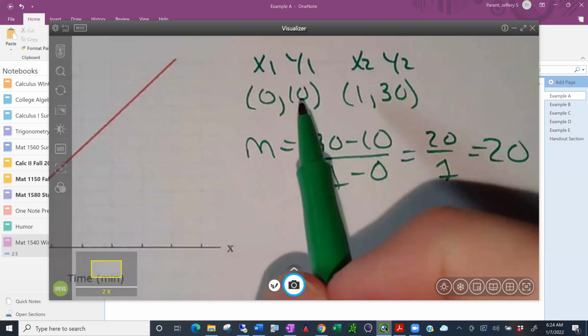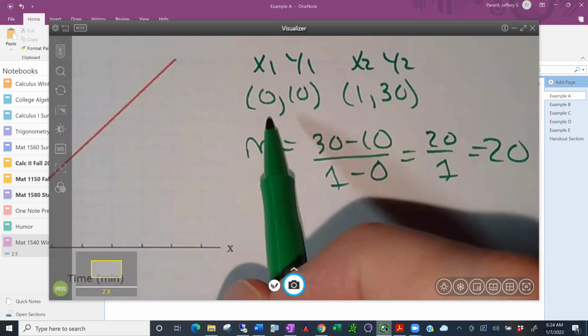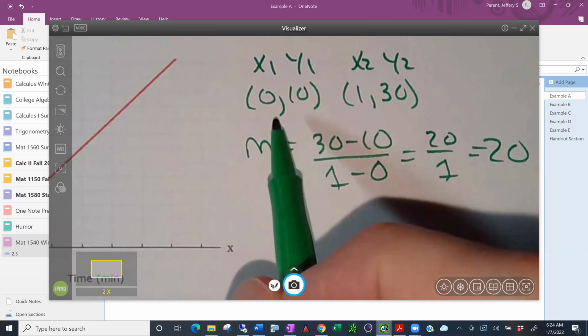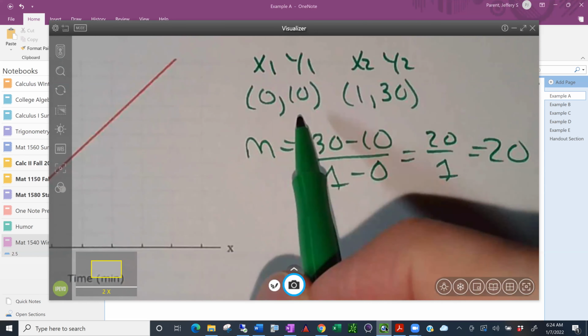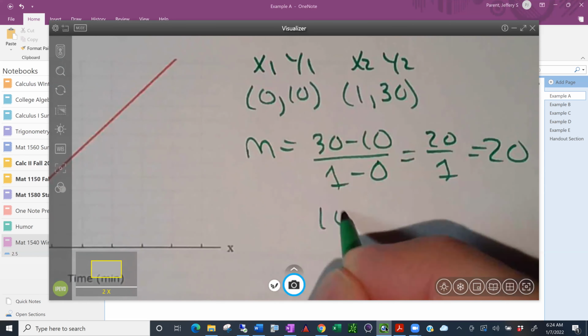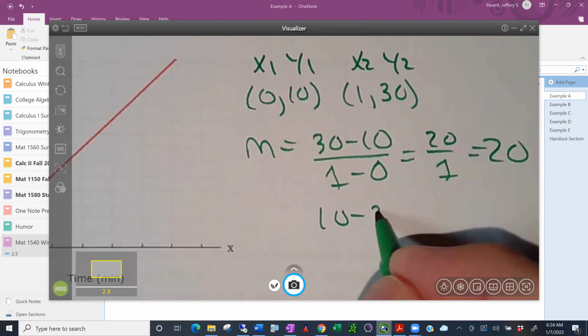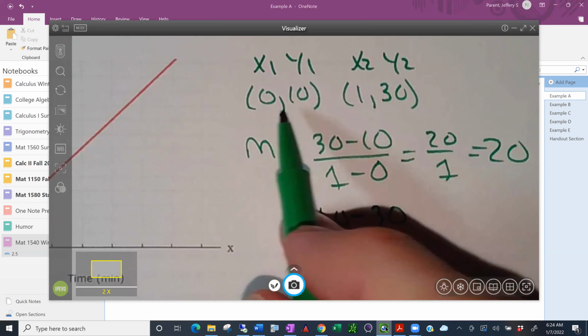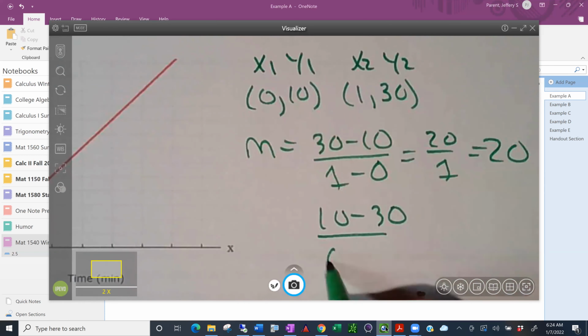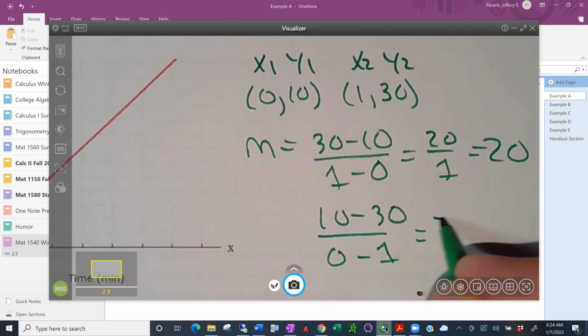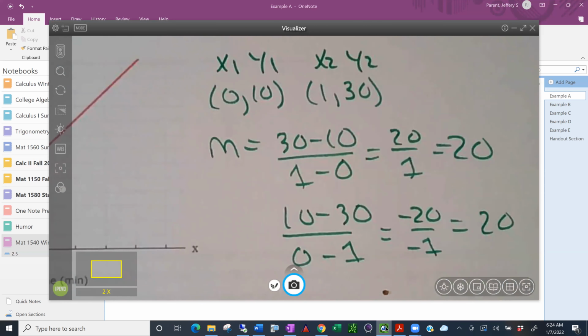Alternately, you don't have to really be that careful about which way you subtract, as long as you're consistent in the numerator and denominator. If you would have done 10 minus 30 in the numerator, that means you have to do 0 minus 1 in the denominator. It works out to the same thing. You just end up with an extra set of negative signs that cancel each other out. So no big deal.